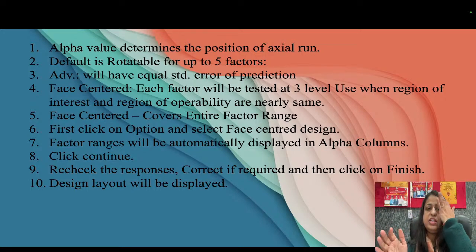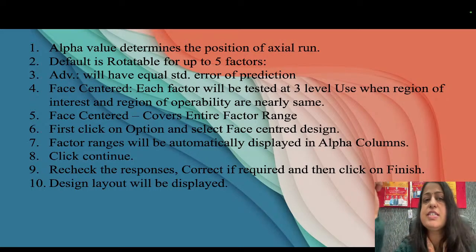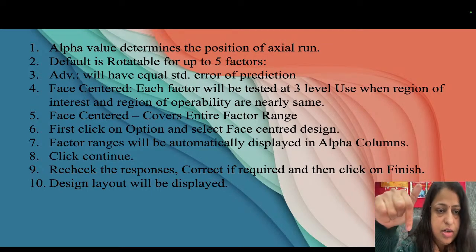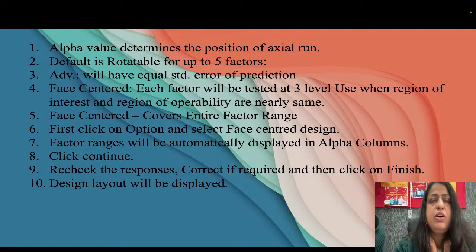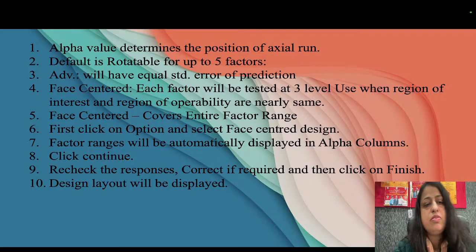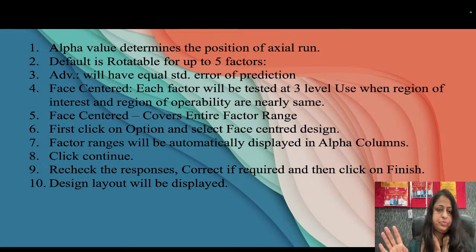So for factor level, it will show the minimum and maximum over there. Then we will click on continue. Then it will give us the table of responses. So it will ask us how many responses there are. Minimum we select one response, because definitely one response should be there, and we can go for many responses if we want to select them.